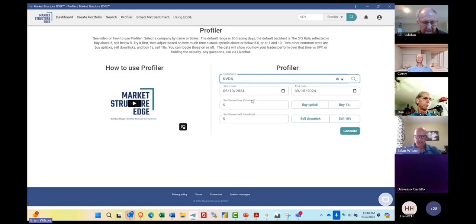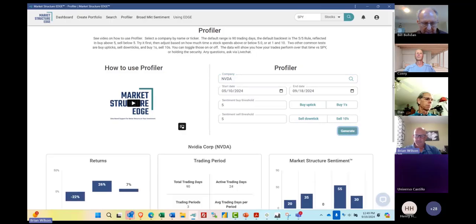I'll just look at NVIDIA as an example. So there's three examples that are listed here, kind of three default mechanisms. One is buying when you're moving through 5 and then selling when it moves back below 5. Another one is buying upticks in demand or sentiment, selling downticks in demand or sentiment, and then buying ones and selling tens. But let me show you what this looks like just going through the defaults.